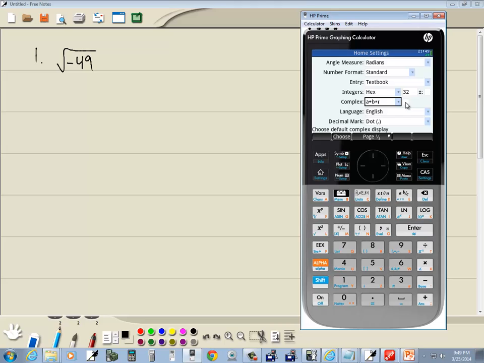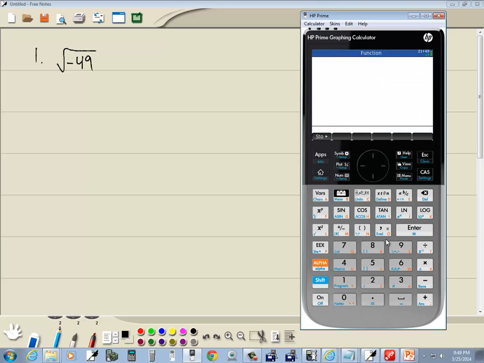Then there's a little check mark right next to this. It says allow complex output from real input. If I have that checked, it'll allow us to solve this problem right here. So again, I want to choose A plus BI and have a check mark here. Once you get that, you can press your home button to get out of that. Now we're just typing as we see it. So I do shift x squared to get the square root. I'll push my negative button, 49, and press enter. That gives us 7i.